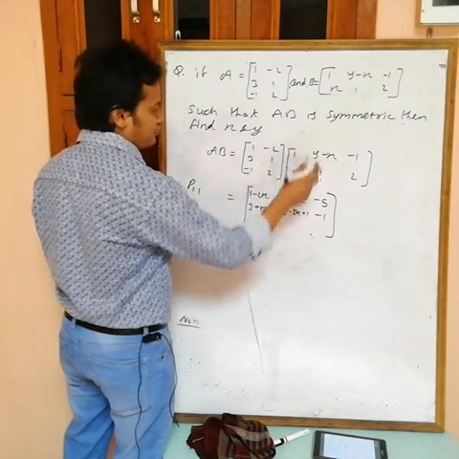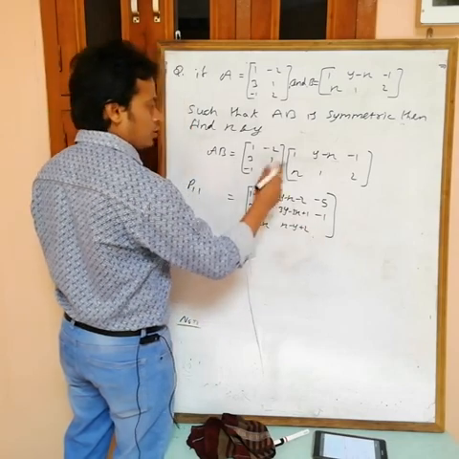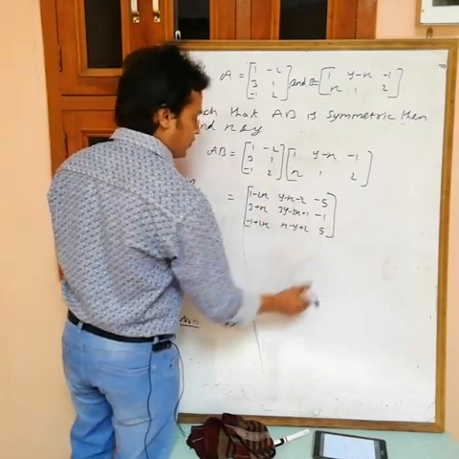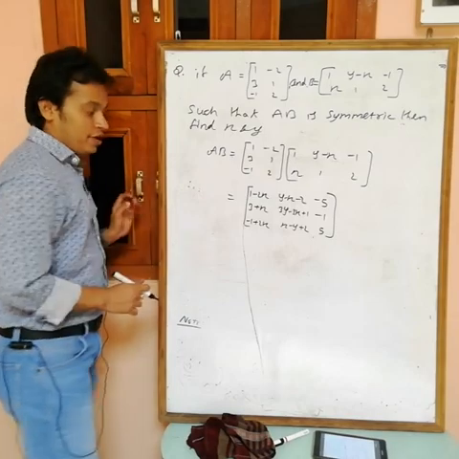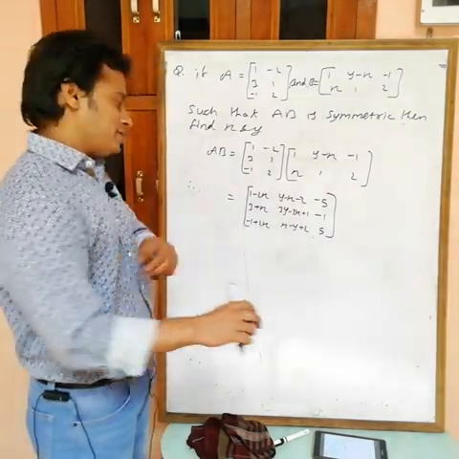Similarly, x minus y plus 2, and at the end 5. Now this is the AB. Now this one is symmetric. If this one is symmetric, we want only two values, x and y.